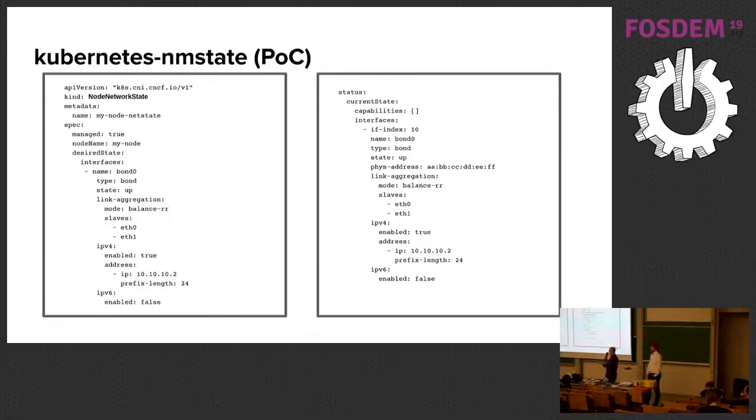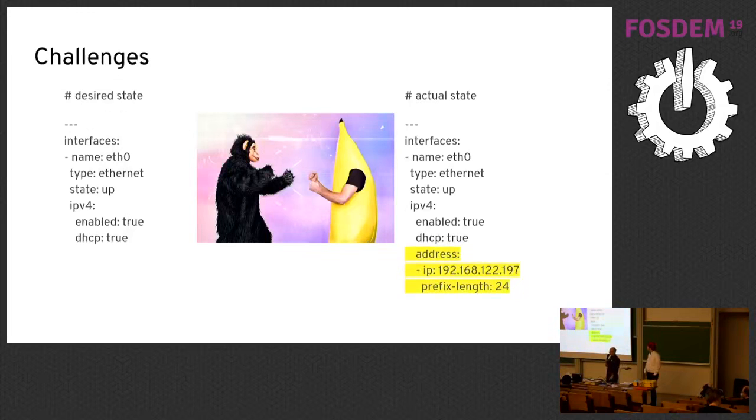It looks something like that. I will not get into the details, but you define the policy and it creates for you these states. It shows you what you wanted and what you got from the node, and if there is a difference, the controller will apply it for you.